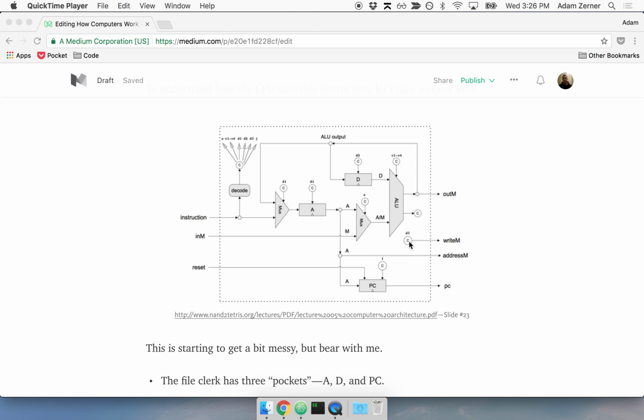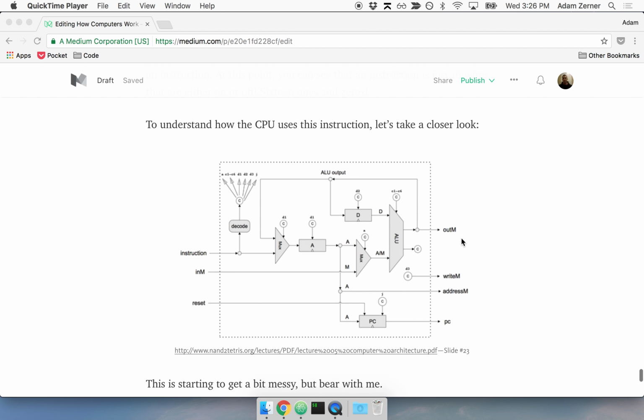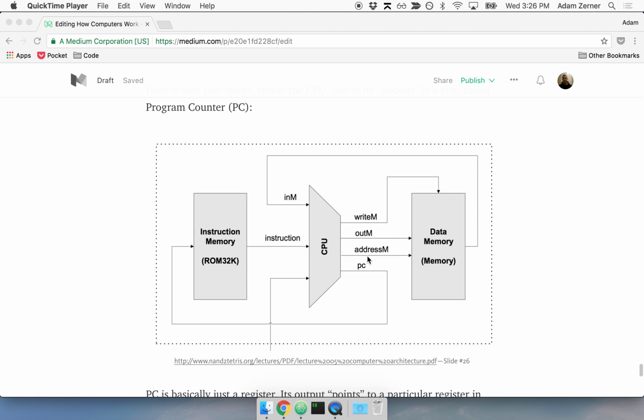And it's the same thing with the data memory. If D3 is on, write M is going to be on. So write M is going to be the load wire for this big RAM chip. And if the load wire is on, it's going to store the result of out M into the register that's being pointed to by address M.